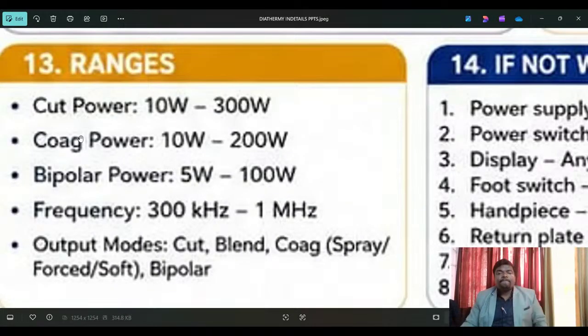Right. Now see here the ranges: cut power 10 watts to 300 watts, note it down, and coag power 10 watts to 200 watts, and bipolar power 5 watts to 100 watts. Only between these will the doctor use it. Not too high voltage, not too low voltage. If it goes low, it will not function. If it goes high, it will damage the tissue. That's why surgeries are operated depending on frequency.